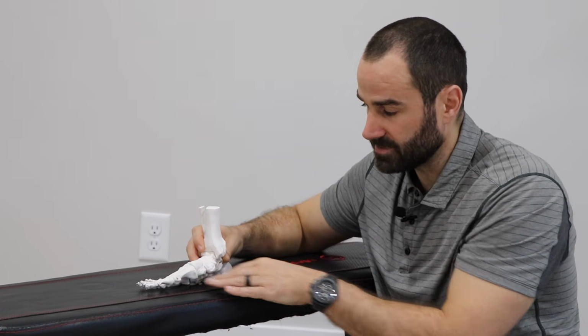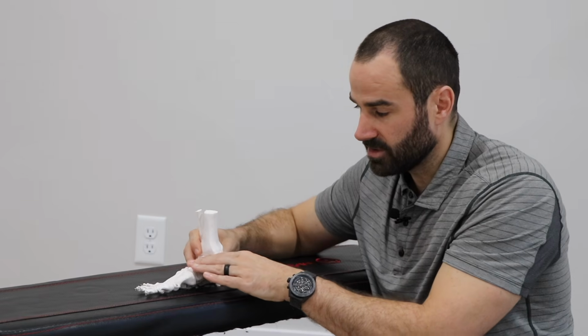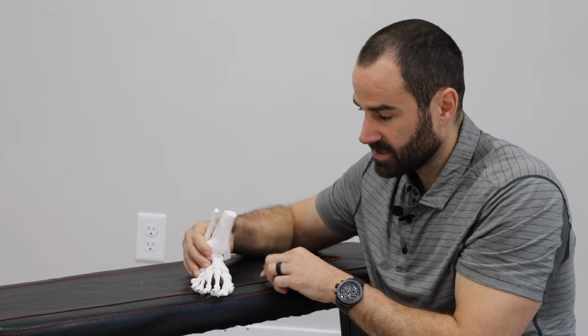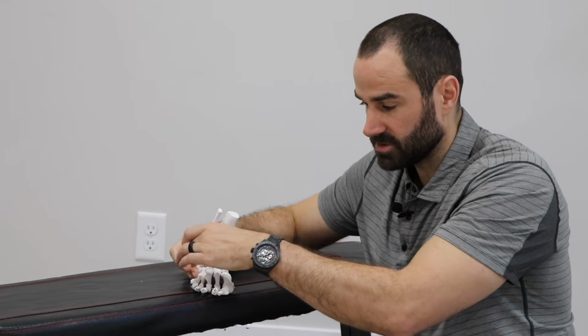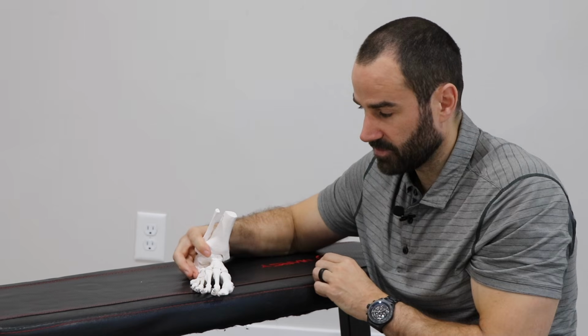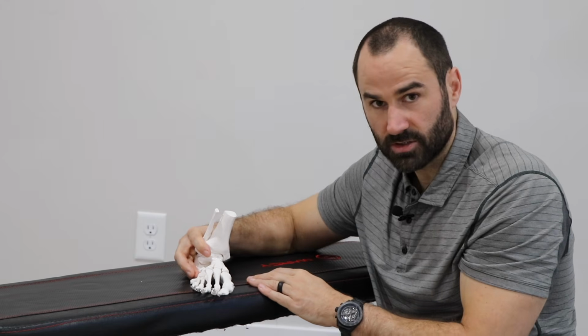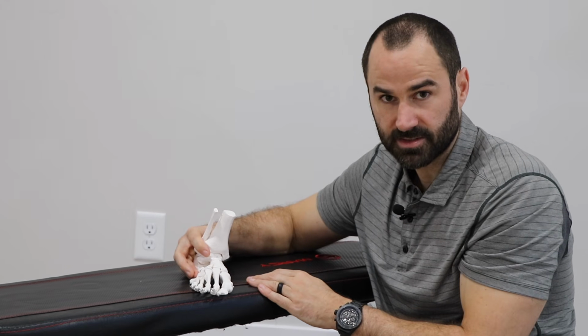Well, eventually what happens is when enough structures have failed, the foot collapses in. So now there's no arch, as you can see here. Well, when this side is collapsed, the stress from there goes into the outside or lateral component of the foot, which can cause other problems. Now, if this gets severe enough, there are surgical options that we're going to cover next.